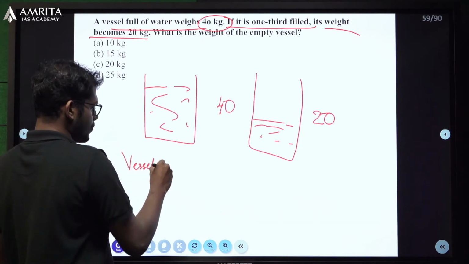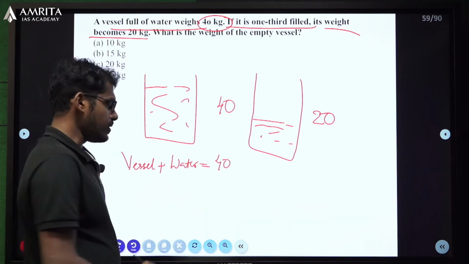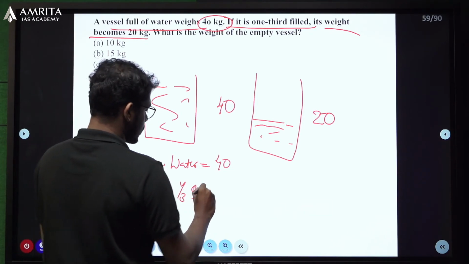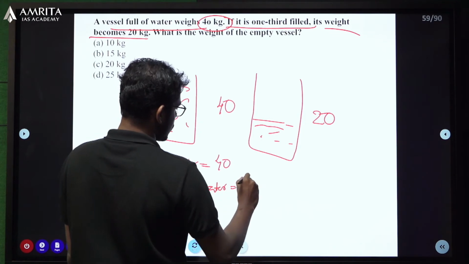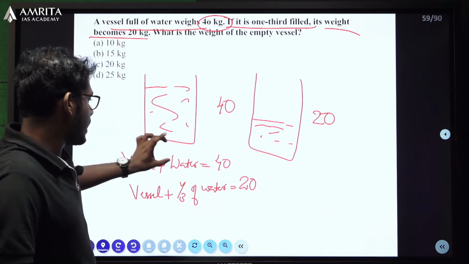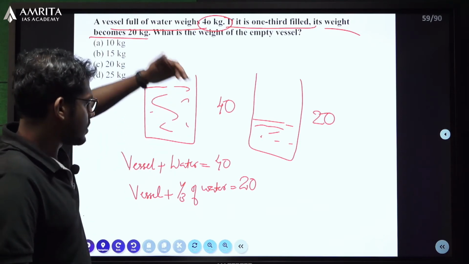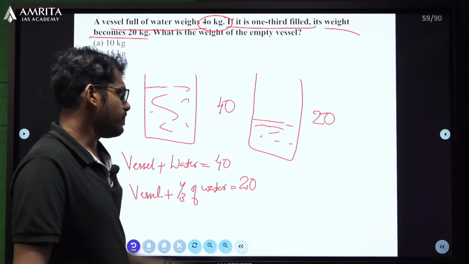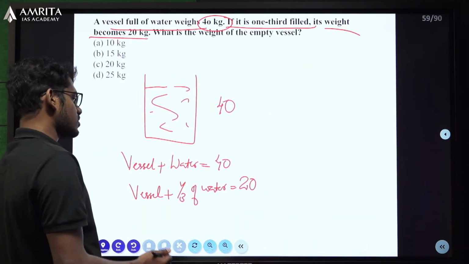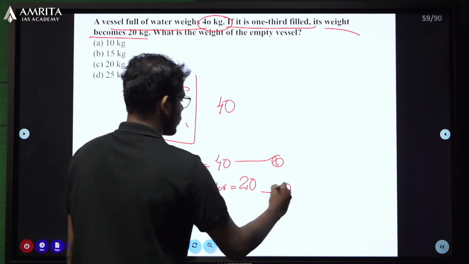So the weight of vessel plus water is 40. Weight of vessel plus 1/3 of water is 20. The total weight of vessel and full water is 40 kilogram. The weight of vessel plus 1/3 of water is 20 kilogram. Clear? Okay. So we can solve these equations. Let this be equation number 1, and this equation number 2.